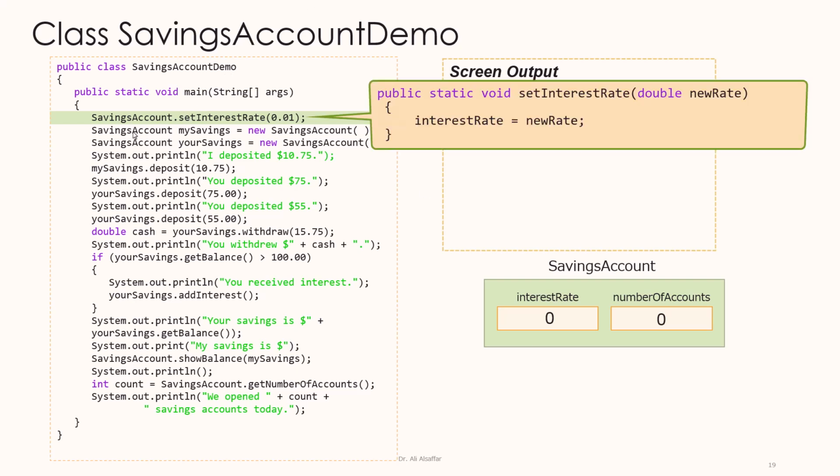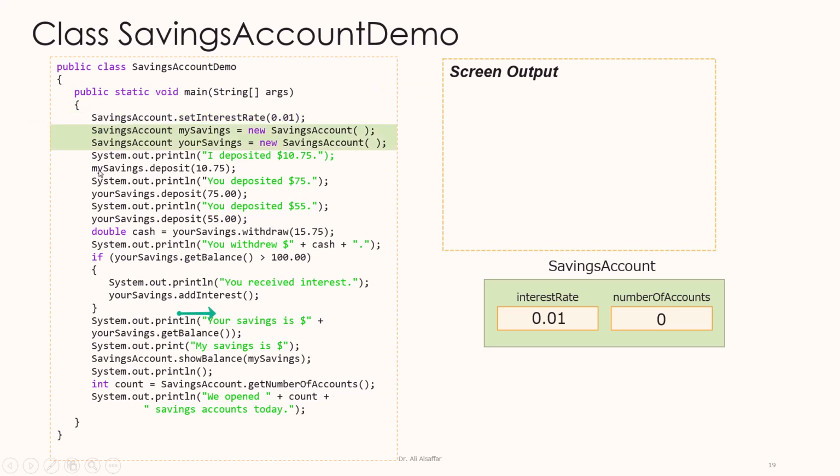In the first statement, we are calling a set method for changing the interest rate, and initially the interest rate is 0, and when we execute this set method, it will change the interest rate from 0 to 0.01. See that we are not creating any object. Because this method is static, we can simply call this method by using the name of the class.